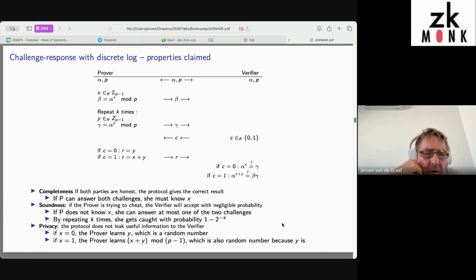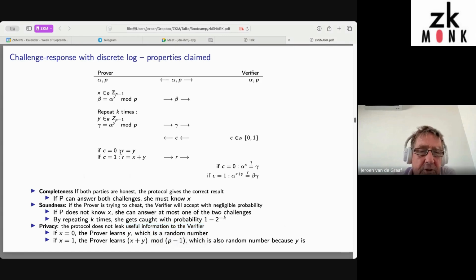Now we come to the important part of the slide, which is the privacy aspect. This is related to the traditional notion of zero knowledge, because the idea is that the protocol does not leak any useful information to the verifier. Why is that?